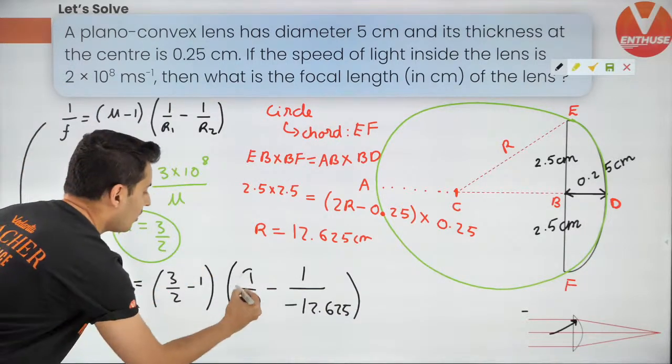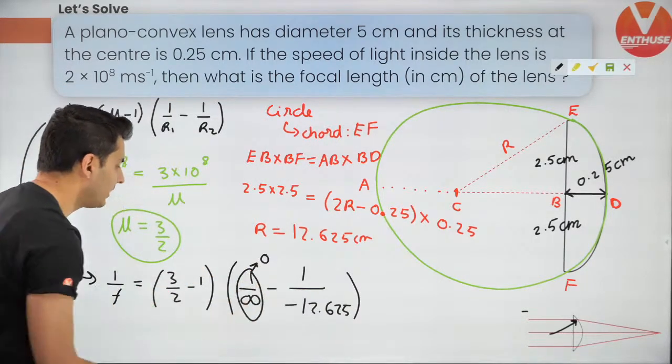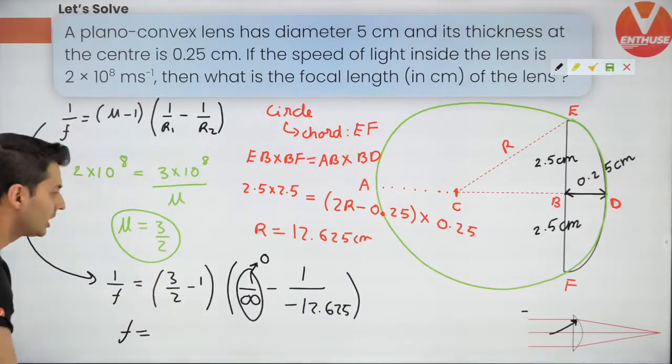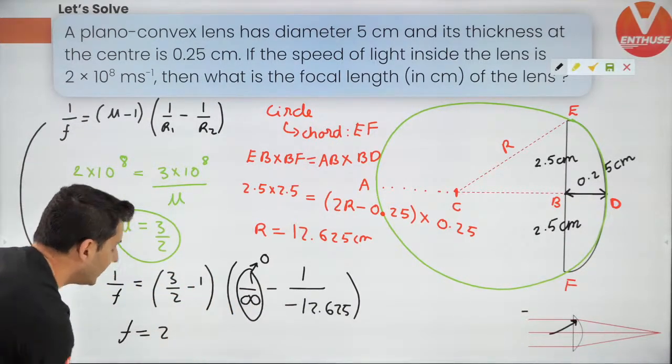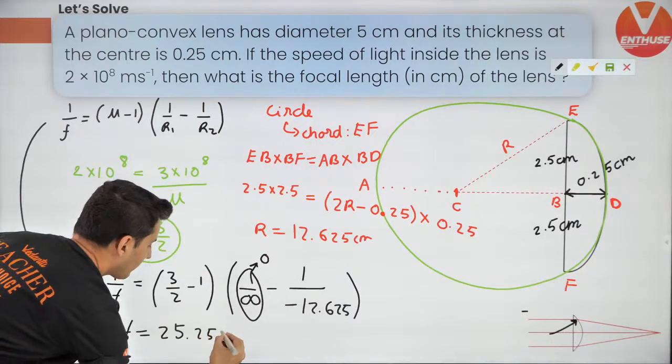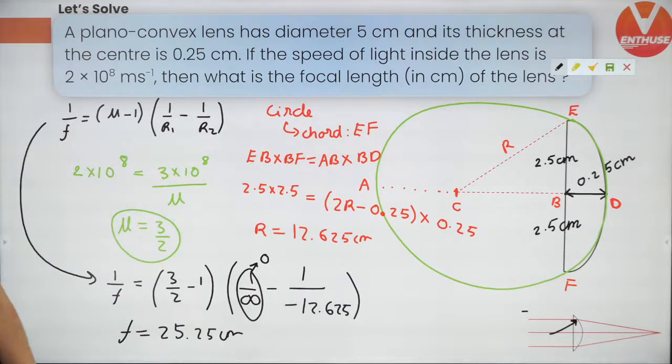Solve this because 1 by infinity guys is 0, right? 1 by infinity, 1 by a very large number is 0. You will get the focal length to be, yes, I think you will get it as 25.25 centimeters. Correct. Is that now clear?